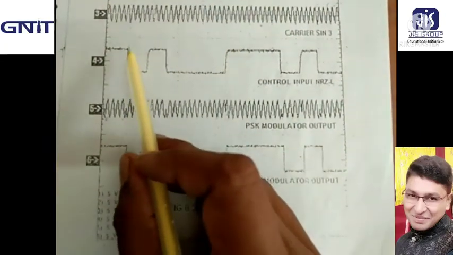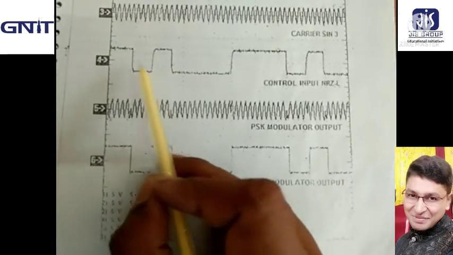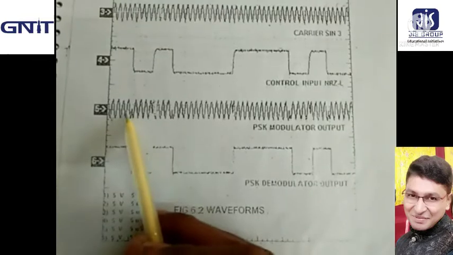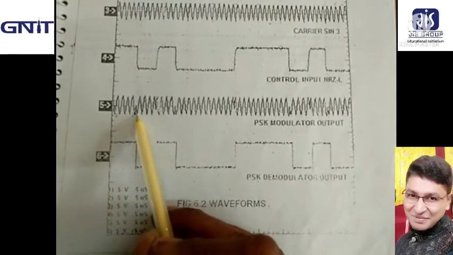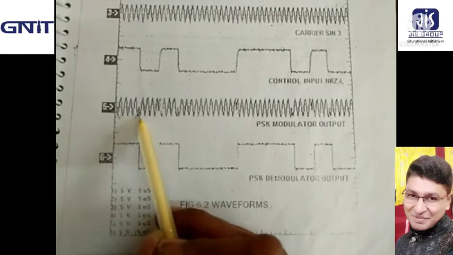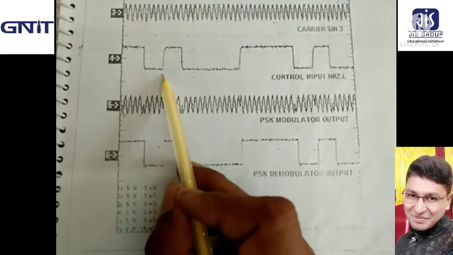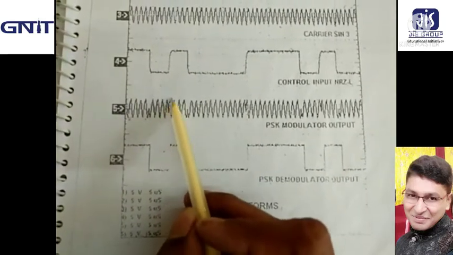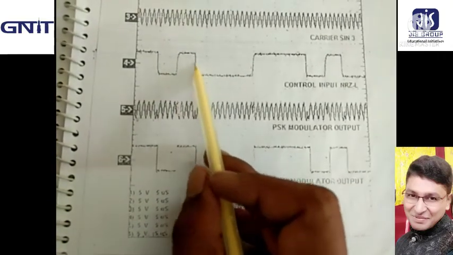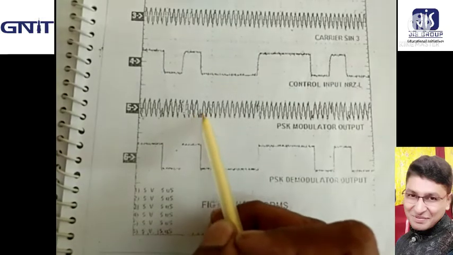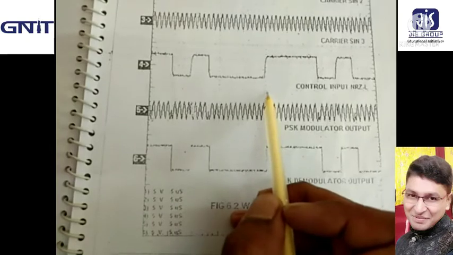When the message signal goes from high, or 1 state, to another state, 1 to 0, then the PSK output phase is shifted. Again the message signal goes 0 to 1 state, and again the phase is shifted here. Again 1 to 0 state, the phase is shifted here, like this.